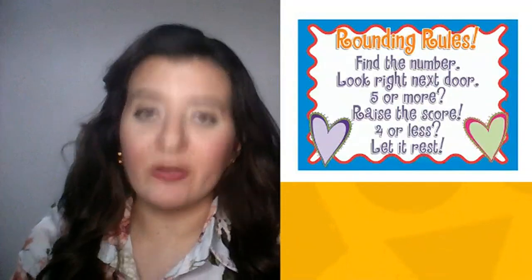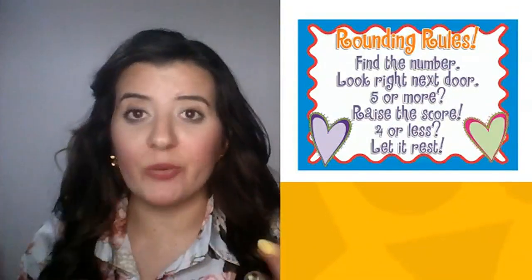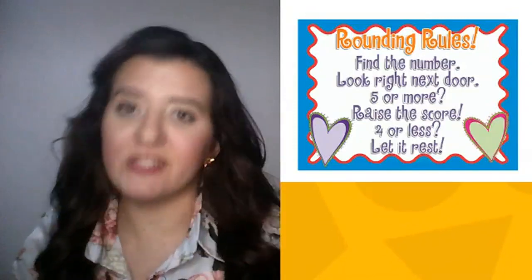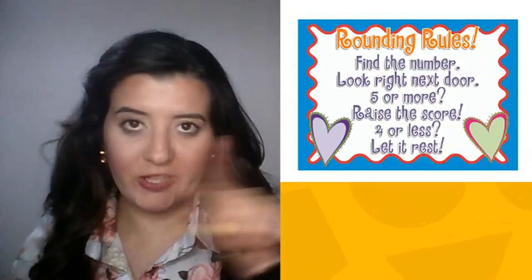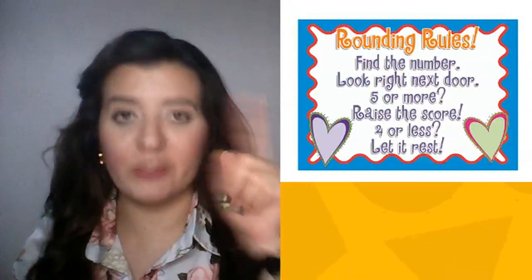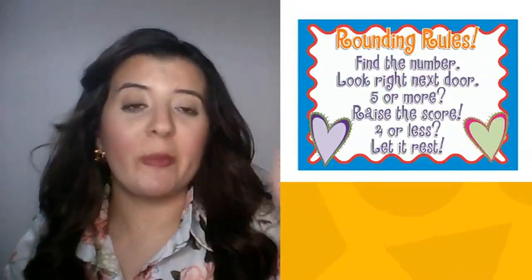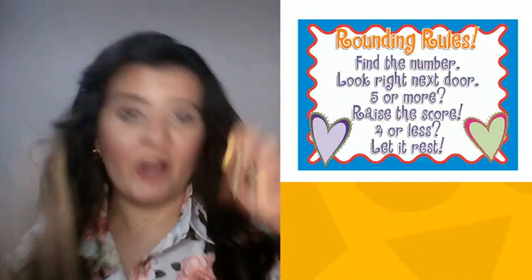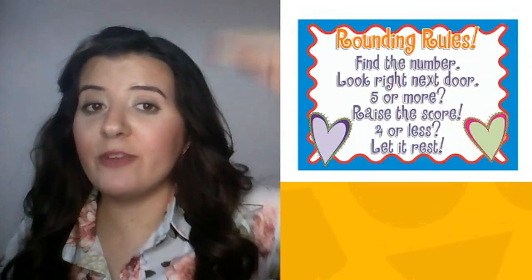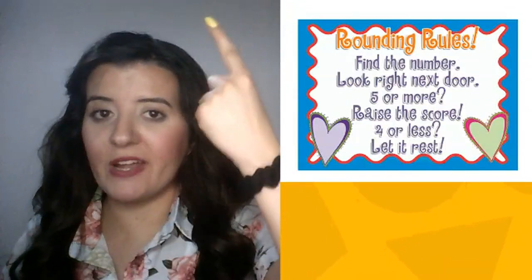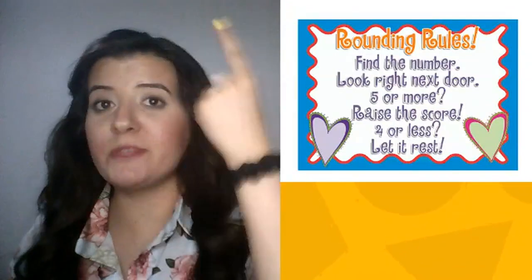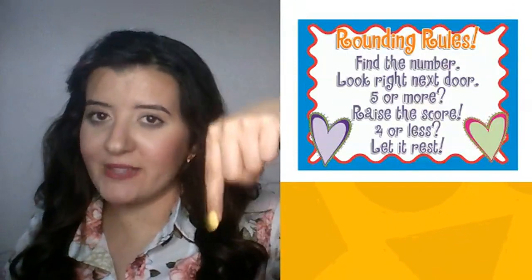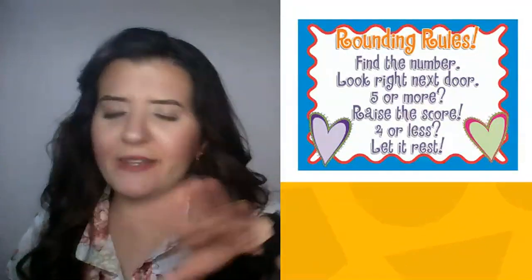So when we round, there are certain rules that we have to follow. For example, if I want to round to the nearest 10, I have to underline the place value I want, for example, the tens place. I'm going to look right next door at my neighbor. If it's five or more, I'm going to raise the score. I'm going to go up to the next 10. If it's four or less, put it to rest, let it rest.